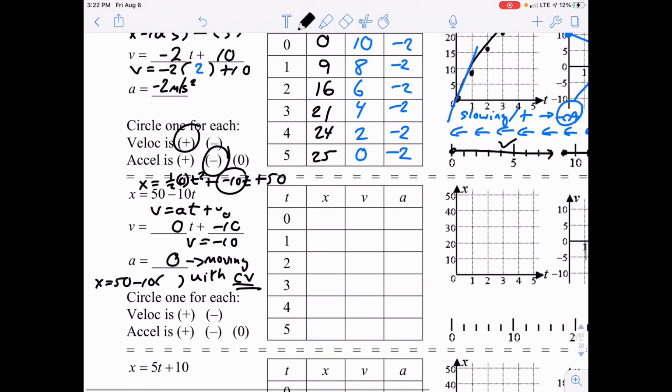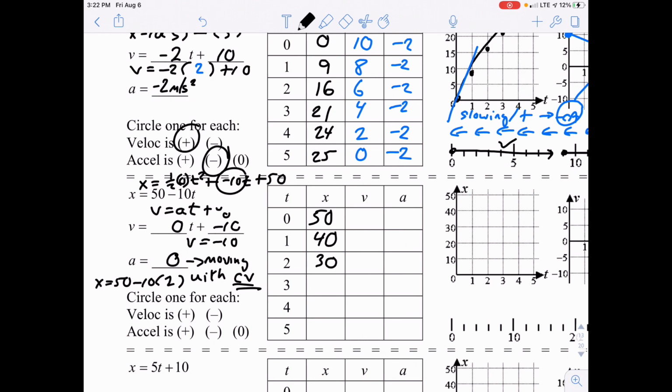So at 0, 10 times 0 is 0. We start at x equals 50. Then we put a 1 in here, and then we're at 50 minus 10, which is 40. Then we put a 2 in here, 50 minus 20 is 30.